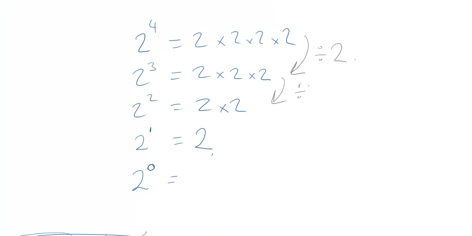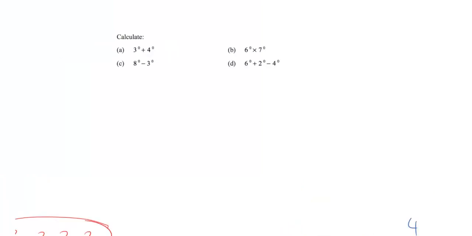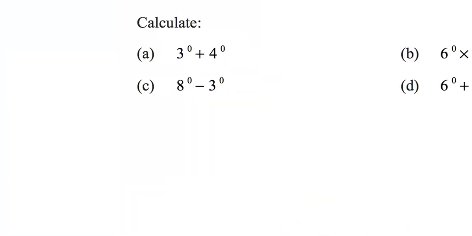And of course, we can keep dividing by 2s to keep moving down. So logically, the next thing to do is to divide by another 2. And 2 divided by 2 is 1. This pattern works whatever the base. So anything to the power of 0 is always going to be 1.